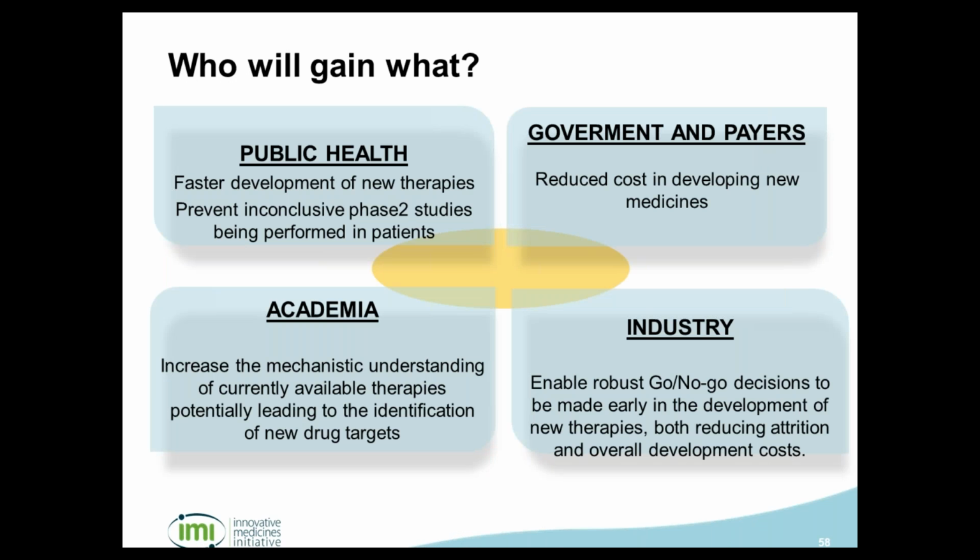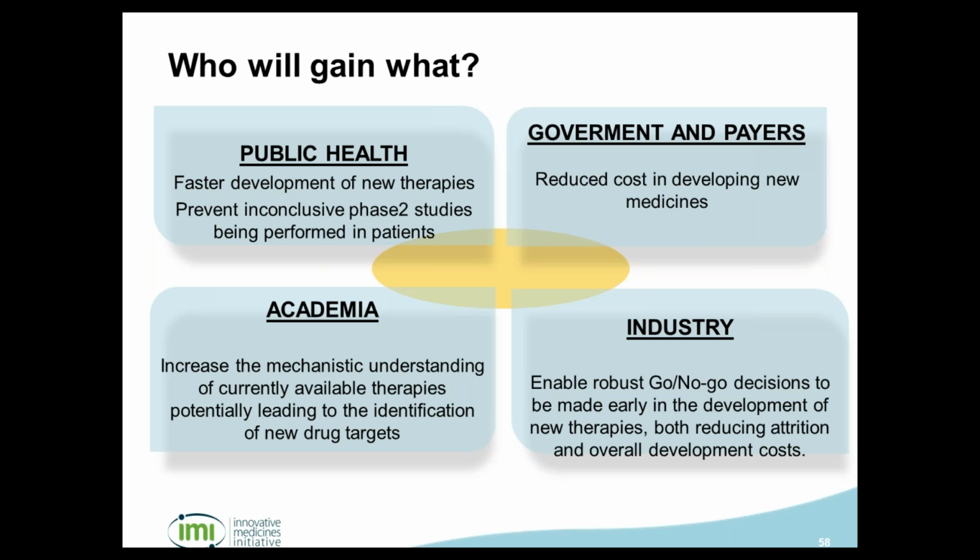Well, obviously public health would be the faster development of new therapies, but I think importantly to prevent inconclusive phase 2 studies from ever being performed in patients. Obviously reducing the cost in developing new medicines, and I think for academia, increasing the mechanistic understanding of the currently available therapies, potentially into the identification of new drug targets.